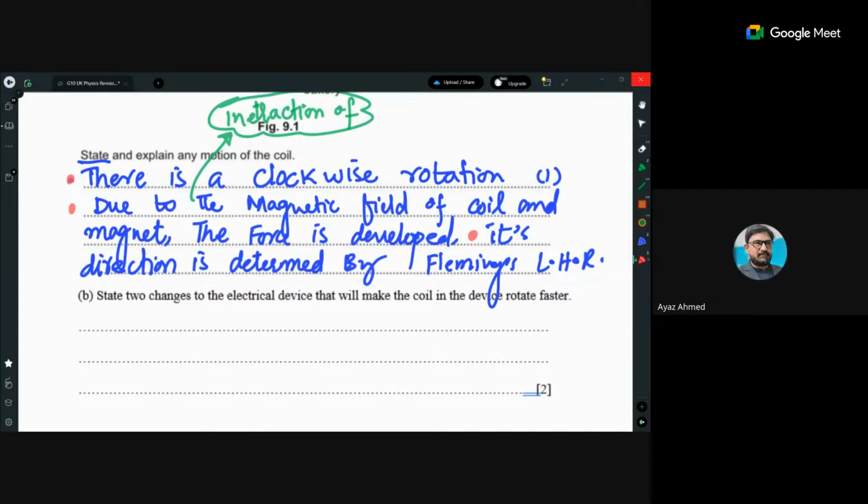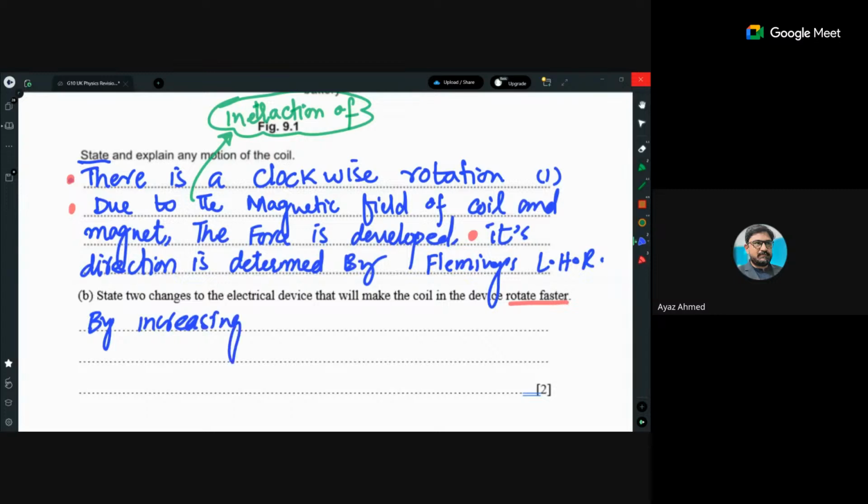State 2 changes to the electrical device that would make the coil rotate faster. अच्छा, तो बताइए आप कॉइल को कैसे फास्टर मूव कर सकते हो? By increasing current in the coil.